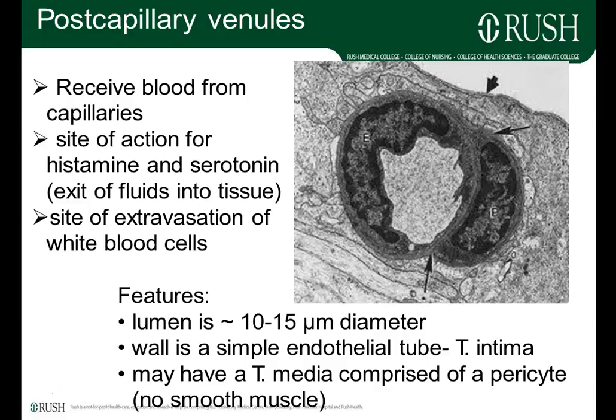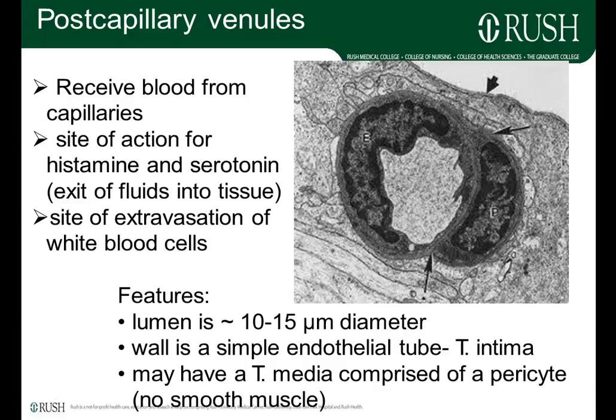These postcapillary venules receive the blood directly from the capillary bed, and at this point the pressure is quite low and the circulation is slow, and this is the place where extravasation of cells occurs, in other words, the place where cells adhere to the walls and get out into the underlying tissue compartments. So that's the site where that occurs in postcapillary venules. It's also the site for the action of histamine and serotonin.